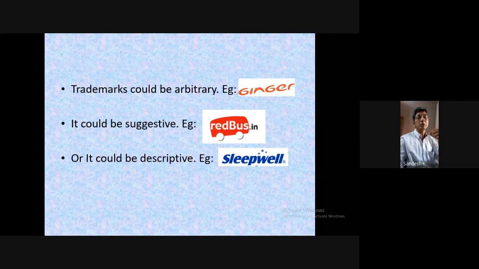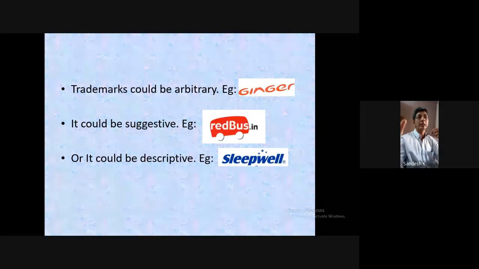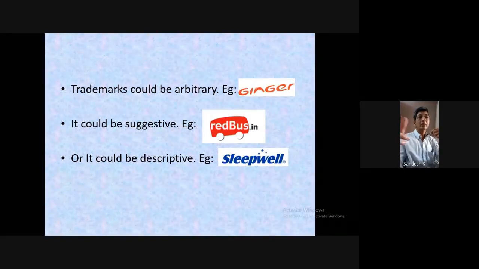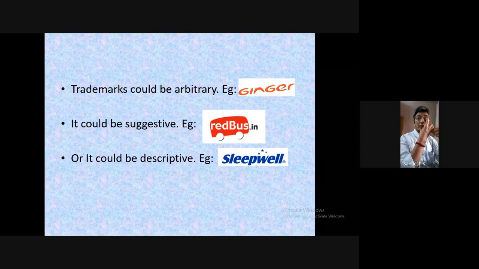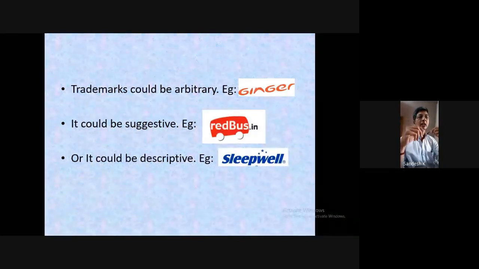It could also be suggestive, like Red Bus that they have given. If you write redbus.in in Times New Roman and make it bold, or write it in some font with bold and underline, you will not understand. But when you put it in the same logo, you understand. Okay, this is a logo. So it is just suggestive. It says Red Bus is related to travel.